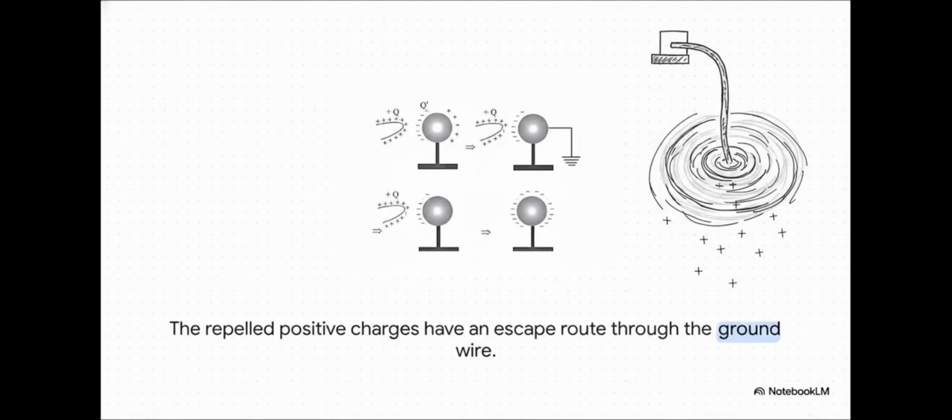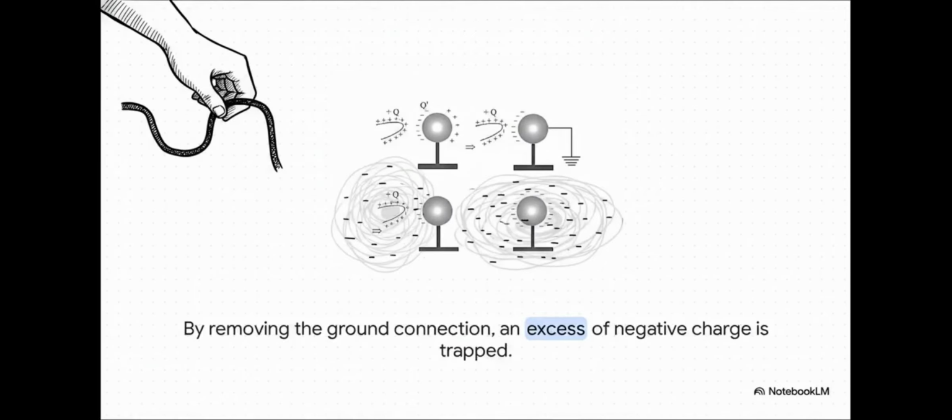Okay, next up, all those positive charges that got pushed to the far side, we're going to give them an escape hatch. We connect the sphere to the ground with a wire. Think of the Earth as a giant sponge for charge. It can absorb a nearly infinite amount. So those positive charges flow right down the wire and away. And here's the clever part.